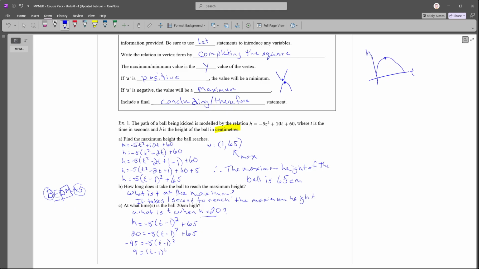Now I got to go to exponents. I do have an exponent, I have a square. So in order to get rid of the square, I need to take the square root of both sides. The square root of 9 is just 3, equals t minus 1. And then finally, that means t is equal to, I got to bring that minus 1 over to the other side, 3 plus 1, t is equal to 4.